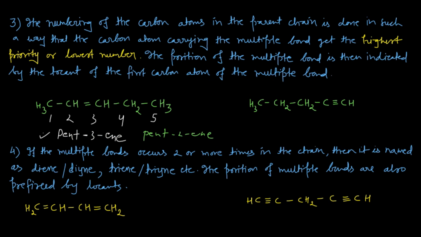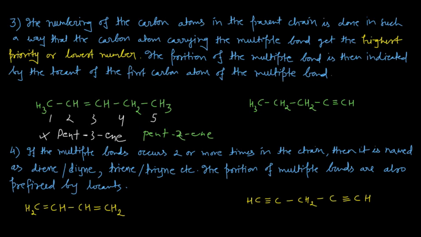Please remember, it would be wrong because the rule says that for the carbon atom from where your double bond is starting, you will indicate that locant position, and that locant position is 2 but not 3. Please remember, the position of the multiple bond is indicated by the locant of the first carbon atom of the multiple bond. So this is the multiple bond at 2 and 3, and carbon number 2 is the first carbon from where the double bond starts. So the correct IUPAC name is pent-2-ene.